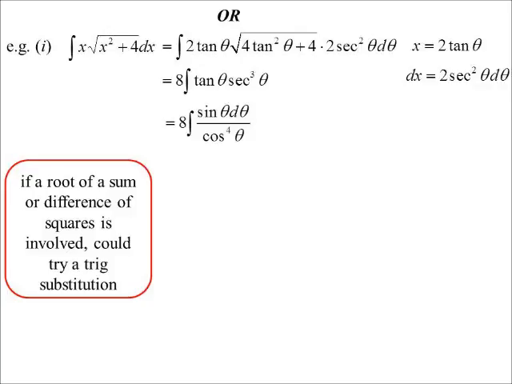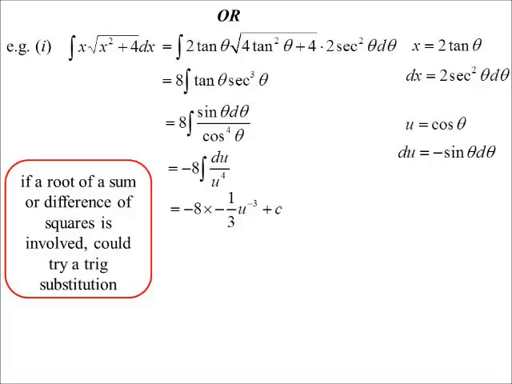Tan theta I could change to sine on cos. Sec cubed is 1 on cos cubed, so I get sine theta on cos to the power of 4. But sine is the derivative of cos, so I could do another substitution here. u equals cos theta, so du is minus sine theta d theta. I get minus du on u to the power of 4. 1 on u to the power of 4 is u to the negative 4. Add 1 to the power, divide by the new power.